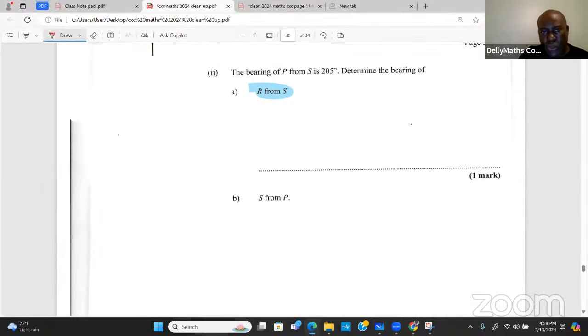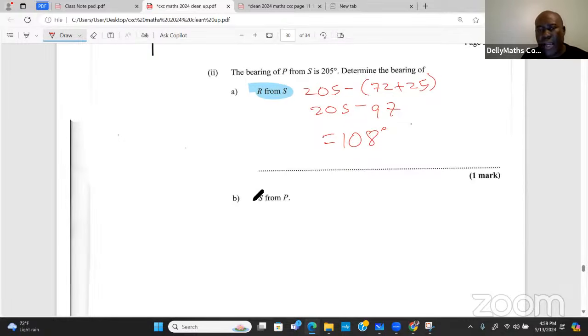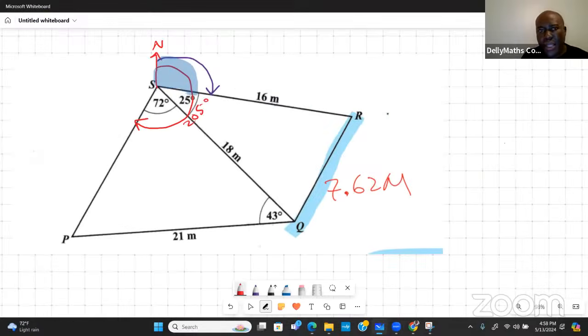So for this, we're going to have our 205. Then we're going to subtract those numbers: one was 72 degrees, the other one was 25 degrees. So it's 205 minus, let me see what that number is, that's 97. So we subtracted 97 from this. Let us just balance that out. 205 minus 97 is 108. So this answer is 108 degrees. That's the bearing right there. Let me label the diagram. So this is actually 108 degrees.